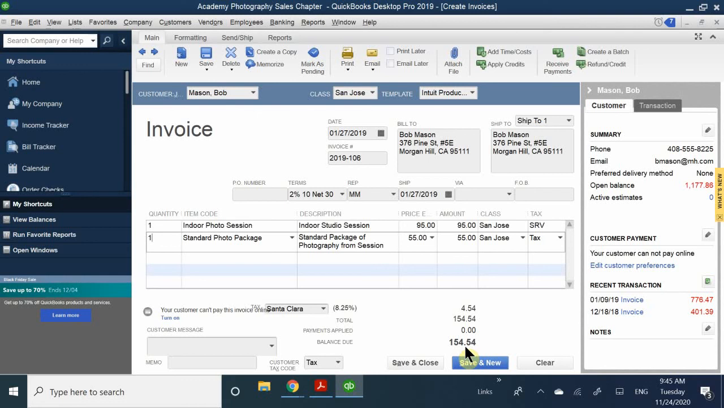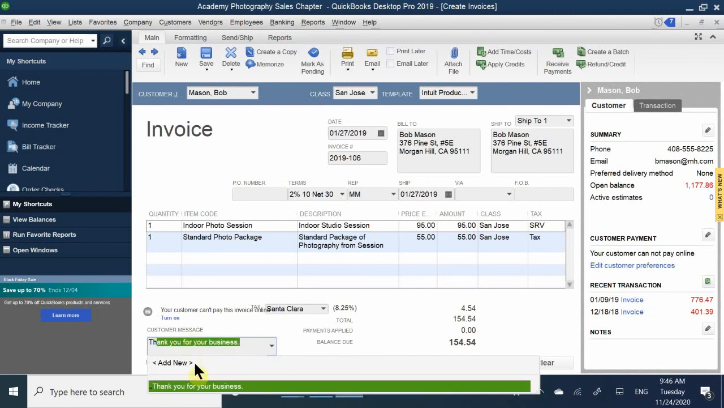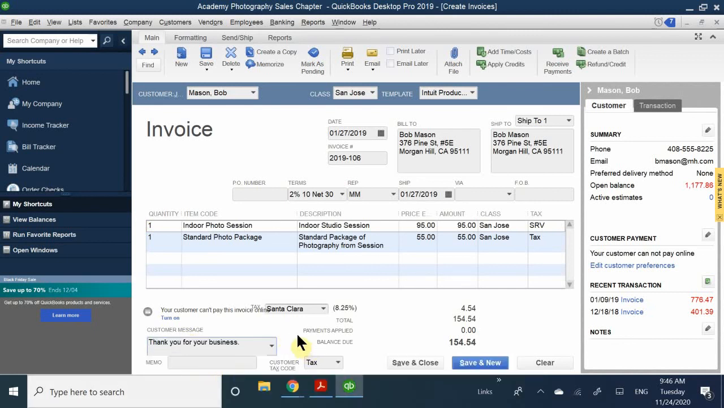That doesn't look right. It's supposed to be 400 and something. How many indoor photo sessions did he have? One. It is the right amount actually. 154.54. All right then. So again, thank you for your business. Of course, he's being taxed and everything is in here already.